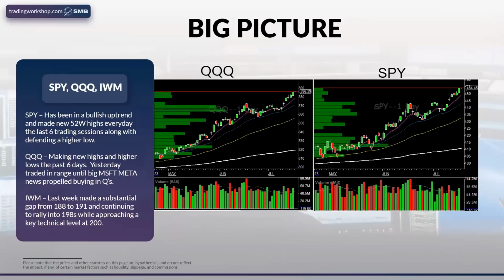So at this time, the major indexes, the SPY and the QQQ, they've been uptrending throughout the year, and they've been very steadily uptrending since the pullback in February and March. And prior to this day, the SPY and QQQ have been making new 52-week highs the last 6 sessions in a row.